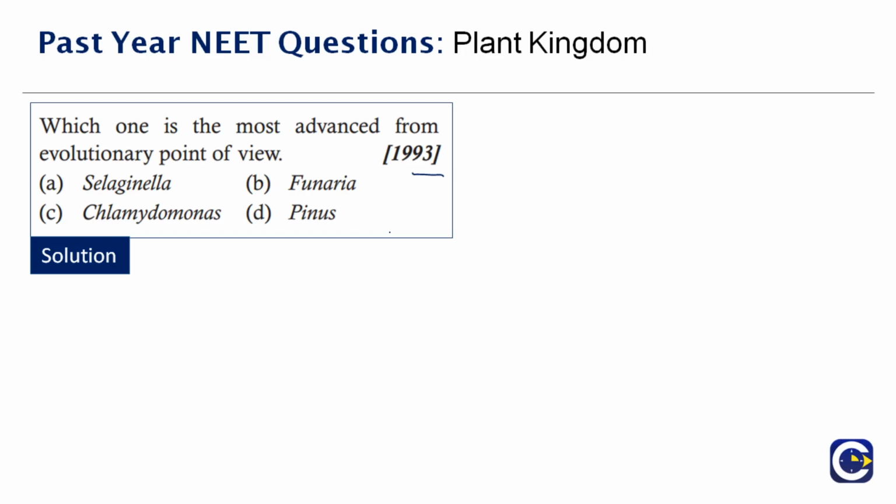While if you take Selaginella, or the other members that have been given here, Funaria, Chlamydomonas: Chlamydomonas is an algae, so it cannot be considered. Now Funaria is a moss, and Selaginella is a pteridophyte and it has heterosporous nature, so that also cannot be taken under consideration.